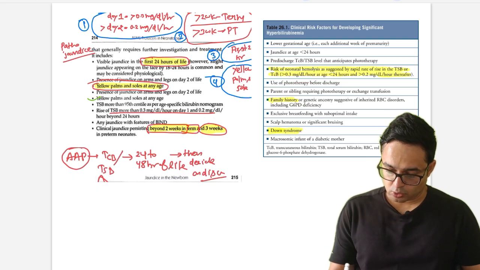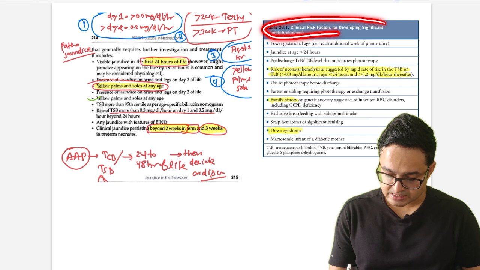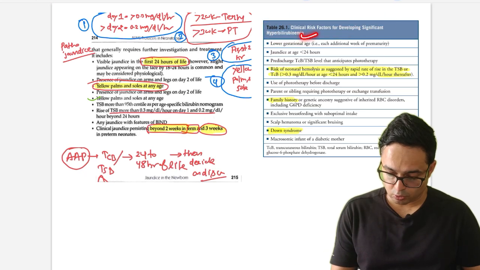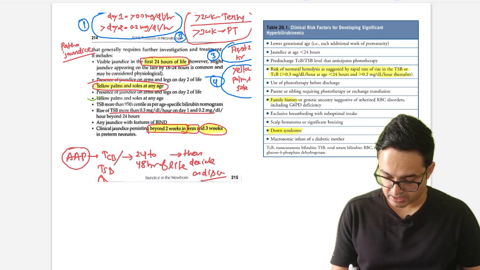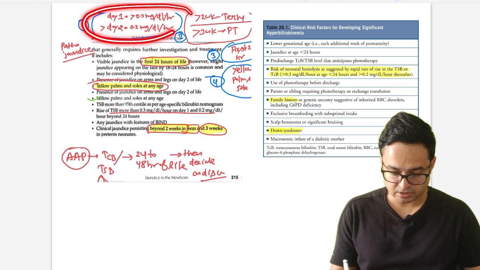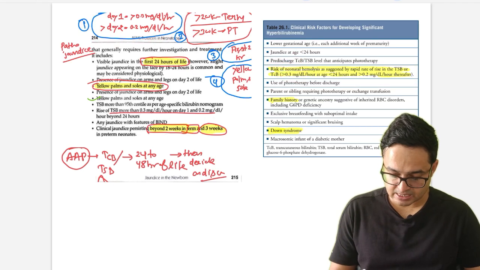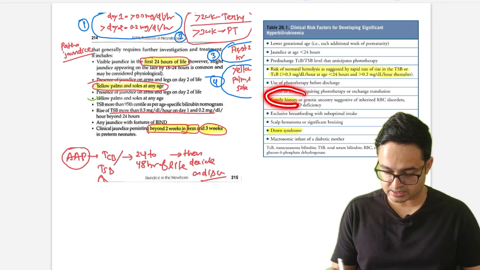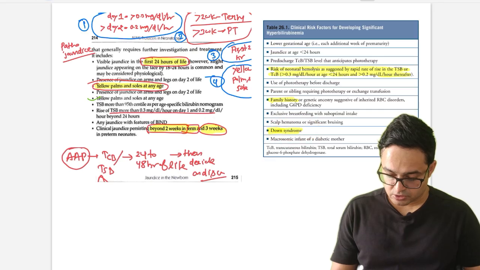Are there any risk factors for developing significant hyperbilirubinemia? These can be asked. Yes, everybody knows: low gestational age, jaundice in less than 24 hours. Just see, the risk of neonatal hemolysis is suggested by a rapid rise of TSB or TCB more than 0.3 milligram per deciliter per hour at age less than 24 hours and more than 0.2 milligram per deciliter per hour thereafter. There we discussed. If this occurs, this is a risk factor of significant or pathological jaundice. Any family history, and Down syndrome.